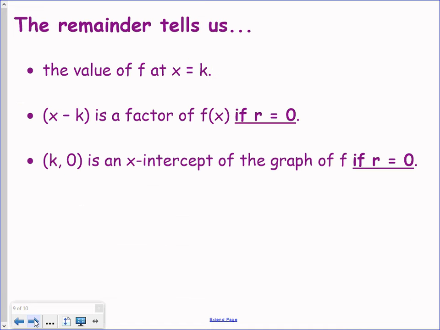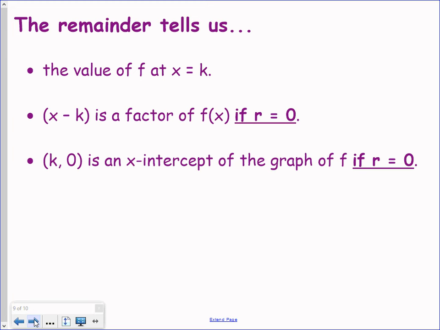Okay, so just as a review of everything we can learn from polynomial division. First of all, we can figure out the value of a function at x equals k. If you have linear factor x minus k, do synthetic, and the remainder is that function value. You can also find and verify factors. X minus k is considered a factor of a function if the remainder is equal to 0.